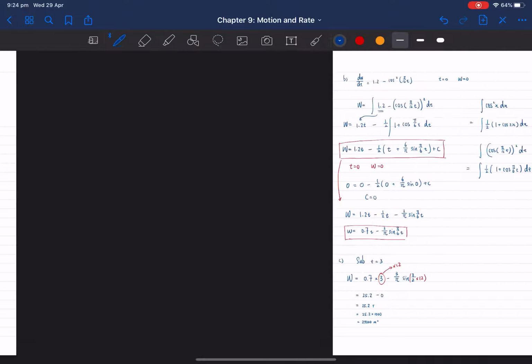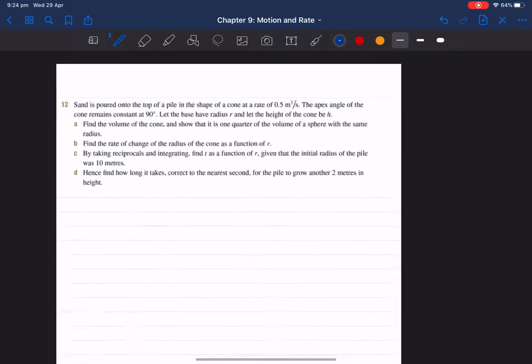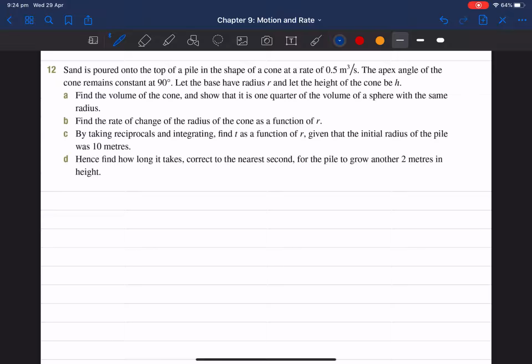Okay, so now let's finally move on to the last question. I believe that question is even harder than the previous one. So how do we do this one here? Let's just read this question one more time.